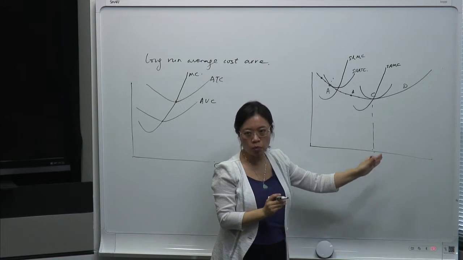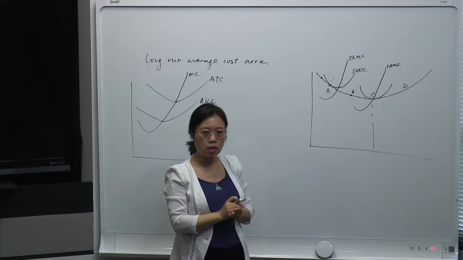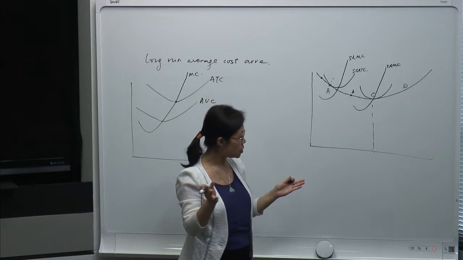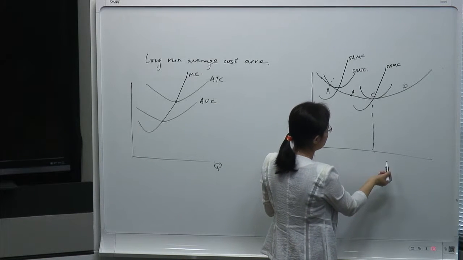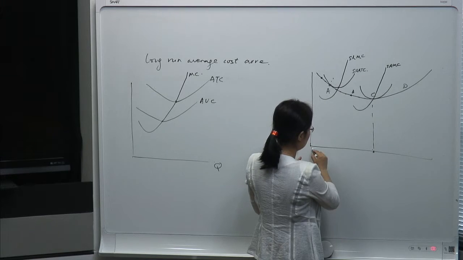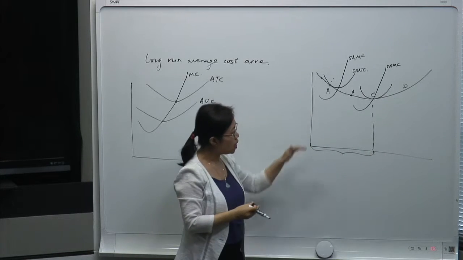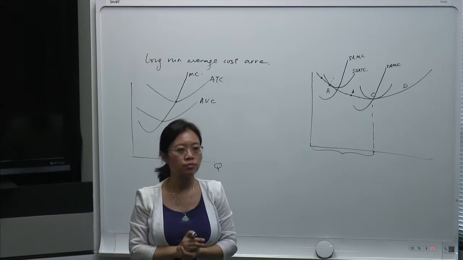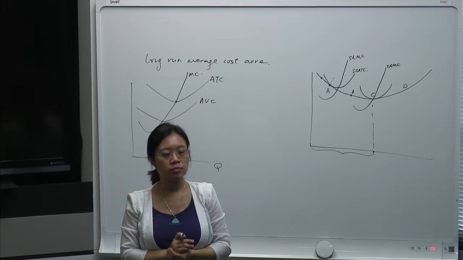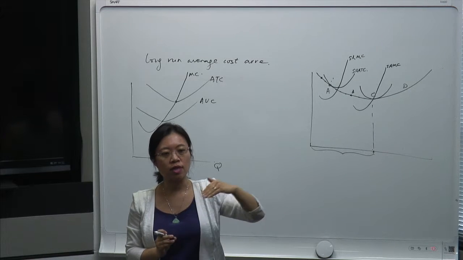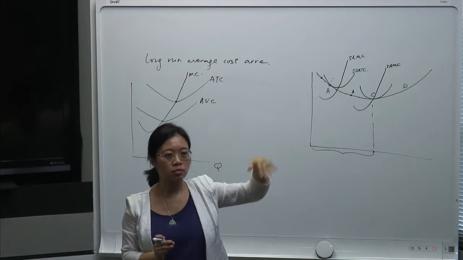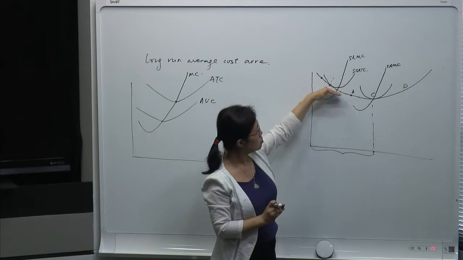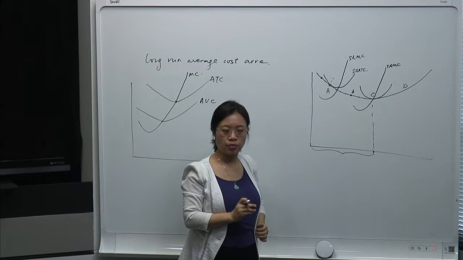So what does this tell you? Let's use this as a cutoff point. If the firm chose a scale, the size of the business, that is below this point, every time they increase the scale, what's happening to the average cost? Goes down or goes up? Goes down. Okay?